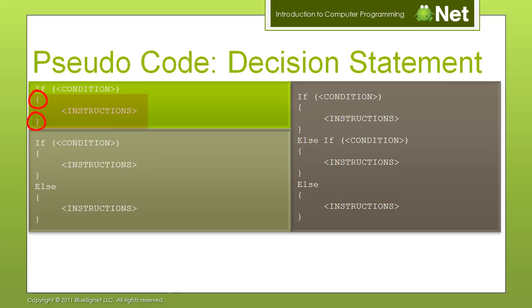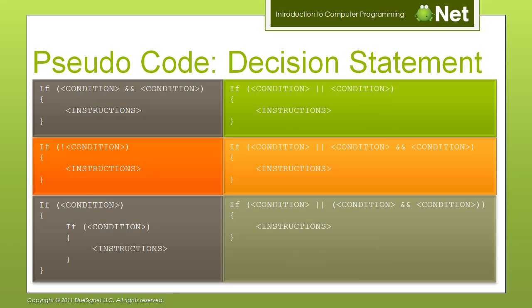Those curly braces show a block that belongs to the decision statement. So the belonging curly braces show what to do if that condition happens. Otherwise, if this condition, what to do if that condition happens. Otherwise, everything else. Now we look at some more decision statements.